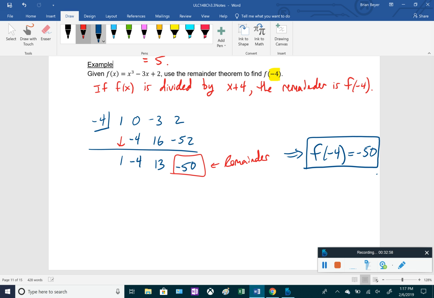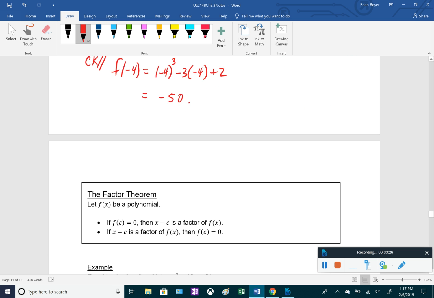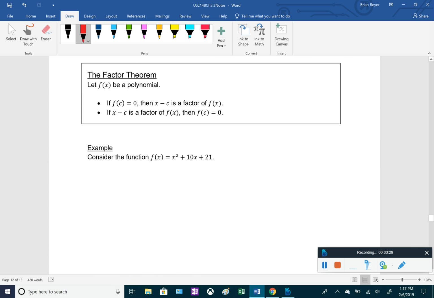Thanks to the remainder theorem. Once again, we can check our answer. We can evaluate f of -4 by plugging in a -4: -4 cubed minus 3 times -4 plus 2. Evaluate all that, we should get -50. Okay, so that's the remainder theorem. It helps us, in this case so far, evaluate a function at a given value for x. So the next thing is the factor theorem.